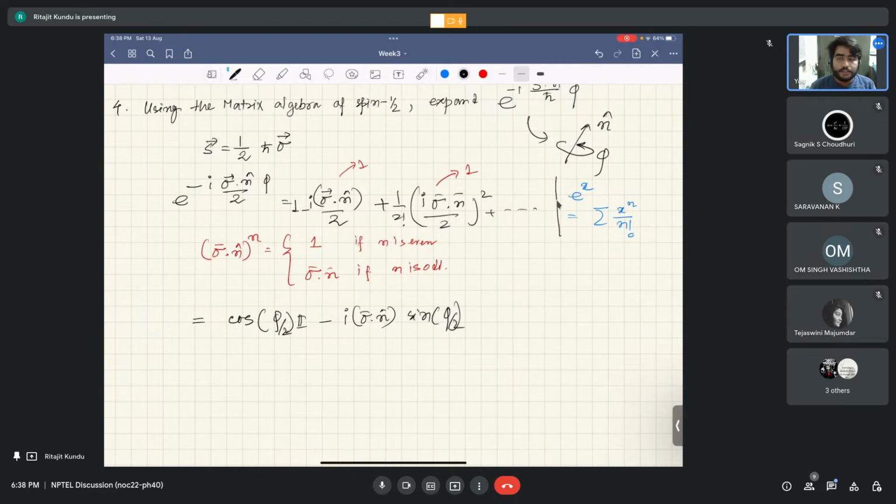Okay, so this is a good exercise. You can get some practice with matrix algebra or Pauli matrices, and you can do this kind of algebra. This is pretty simple. It is a little bit long, but it is basically very simple. So is this okay, or do you need me to explain again?